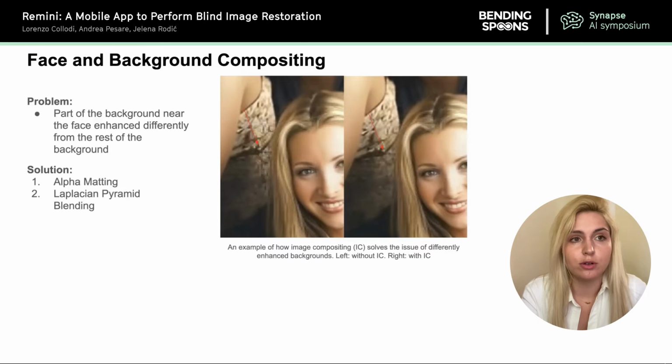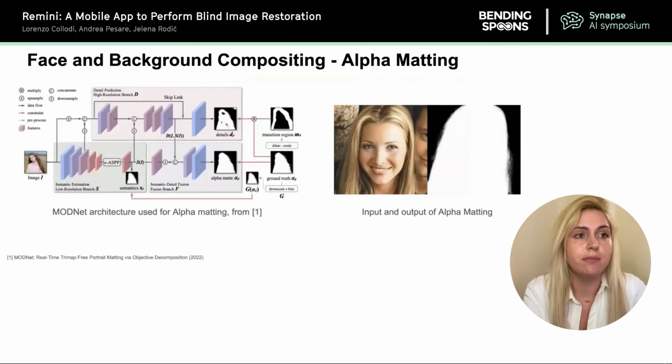And our compositing model has two parts. The first one is alpha matting, and the second one is Laplacian pyramid blender. So let's explain each one of them. For the alpha matting model, it gets an input crop of the face, and what we want is a mask that gives each pixel a probability that it belongs to a person or it doesn't belong to a person.